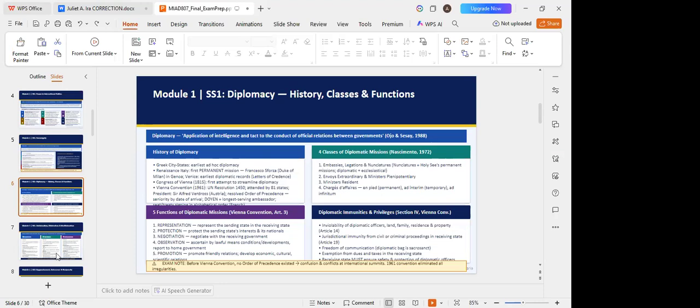You can see that currently Nigeria does not have an ambassador in most countries, but we still have our embassies in all these countries. So in the absence of the ambassador, the chargé d'affaires continues to do the work. I'm charging my phone, that's why you are not seeing me. I don't want my phone to go off while we are talking. So that is about the classes of diplomatic missions.